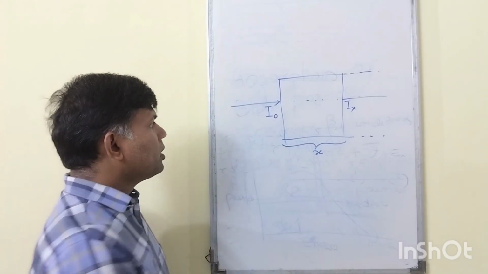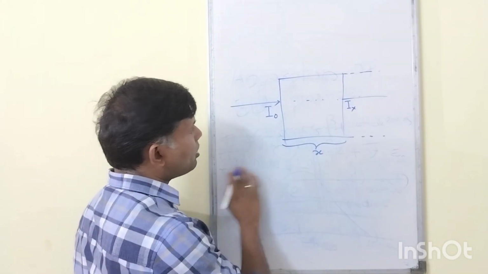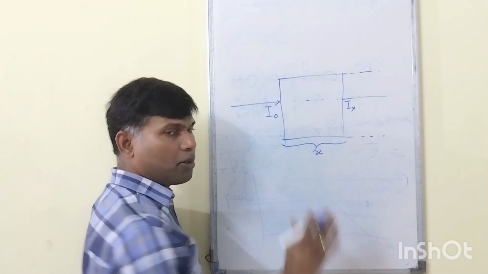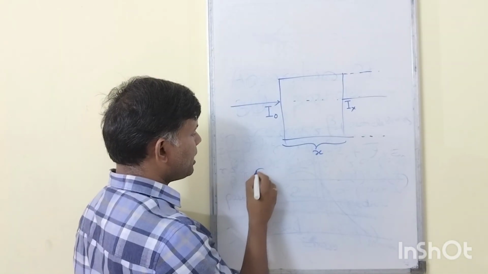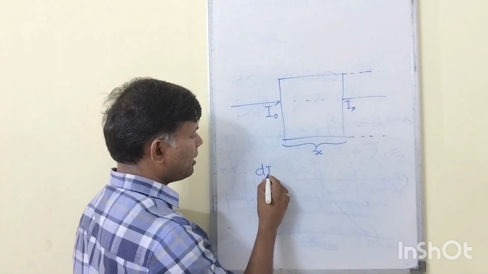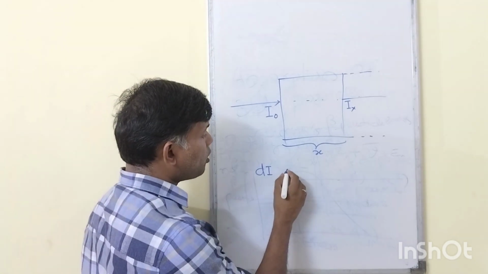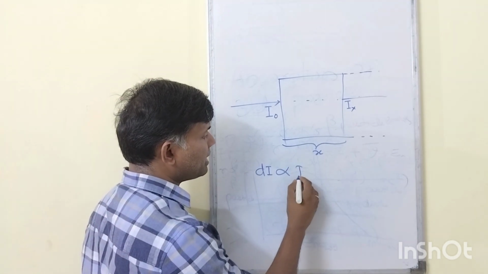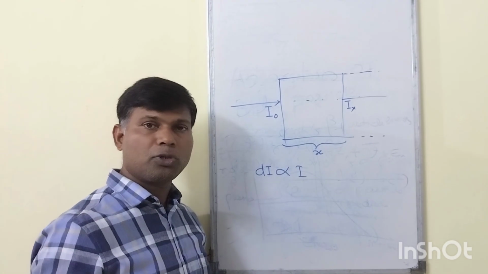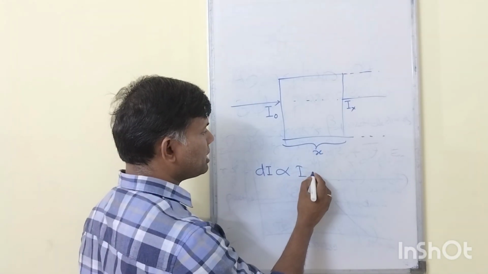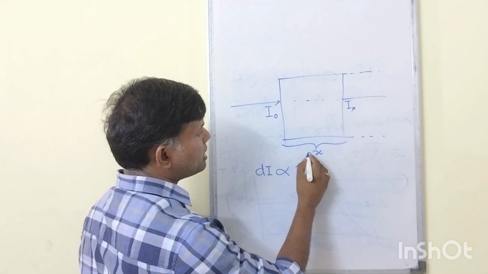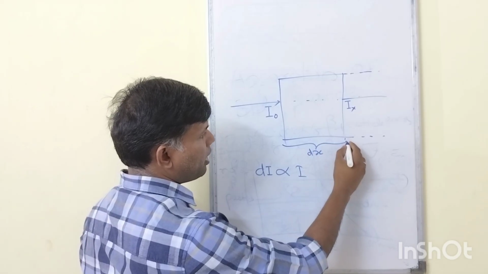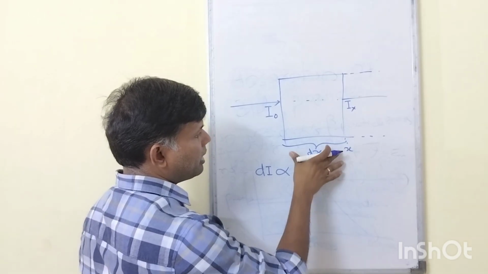Here the amount of energy or intensity absorbed in the medium, that is dI, I am calling dI. This is proportional to the initial intensity and how much distance it has traveled. Suppose it has traveled a distance, this is dx I am calling. This point I am calling at x. The thickness is dx.